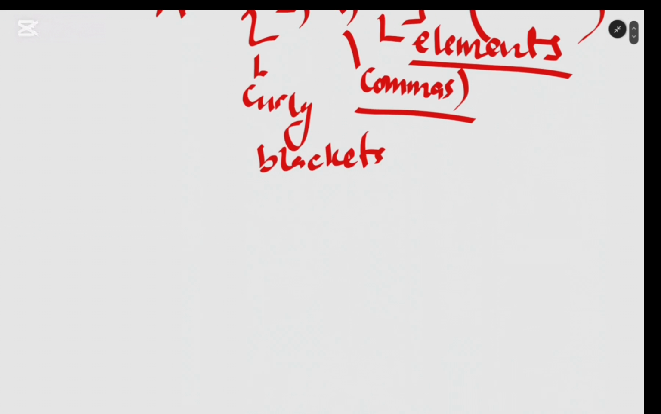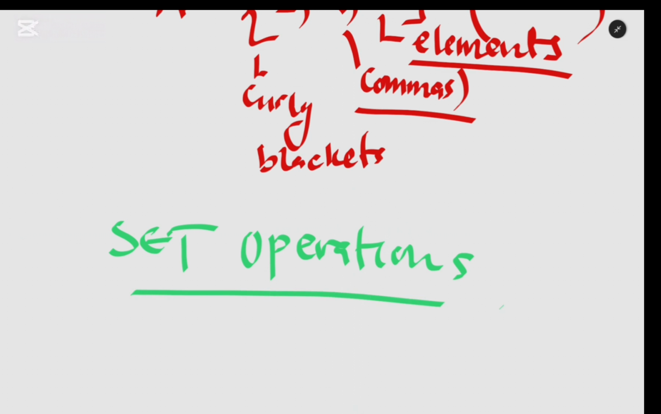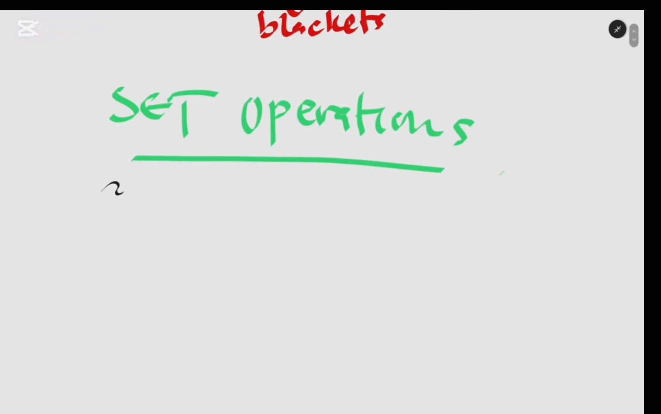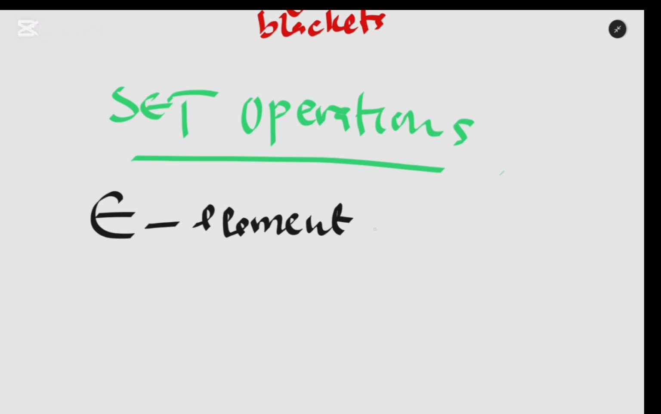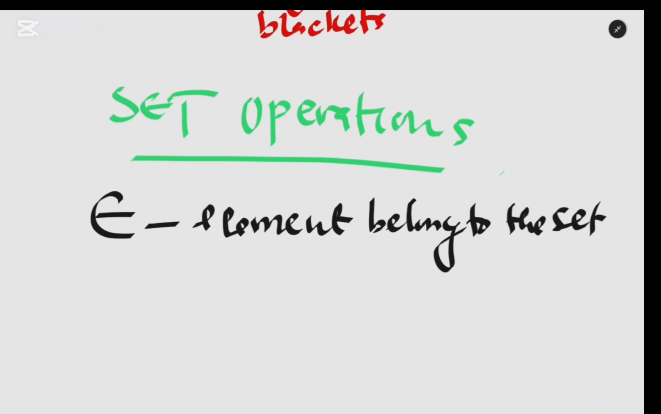All right, after this part, we can look at set operations. What are some of the set operations that we can discuss here? One of the set operations that we can discuss is this one, which represents an element that belongs to the set. So if the element belongs to the set, you use this one. This one we are going to put as the first one. Then the second one we can put is the subset. So subset like this. This is the subset.